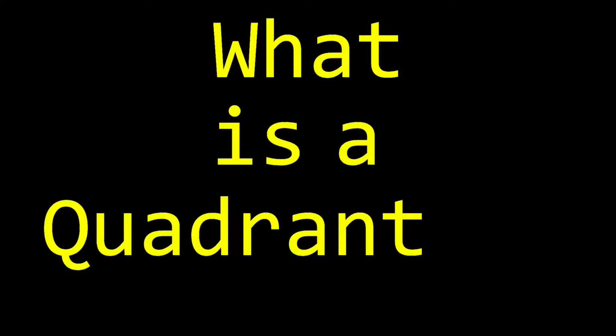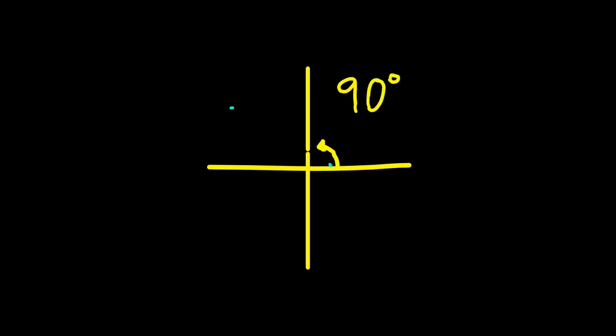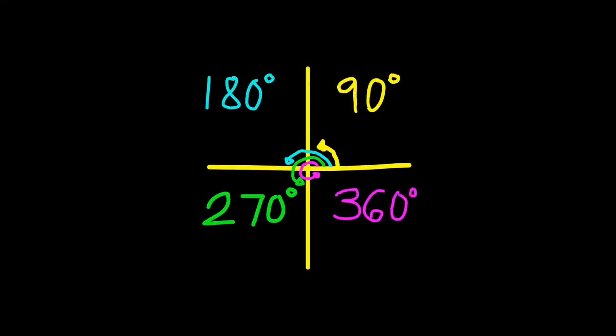Moving on, we're going to be discussing quadrant angles. So, what is a quadrant angle? Well, a quadrant angle is an angle whose terminal side coincides with either the x or y axis. Quadrant angles are usually measured in 90 degree increments. So 90, 180, 270, 360, and so on.